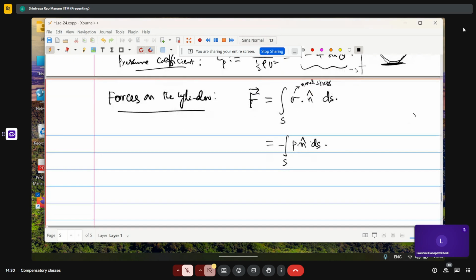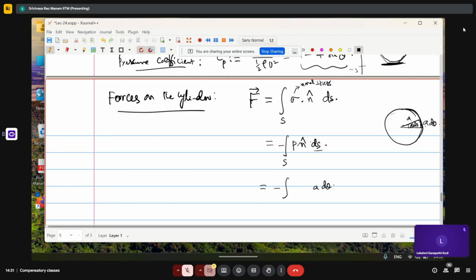Now what you have is only the cross-sectional area. So your S is basically only on this perimeter, right? Over the perimeter, what happens? The small ds is, this is your d theta, and this is your cylinder of radius a. So a into d theta is your ds. Is it okay? Yes, sir.